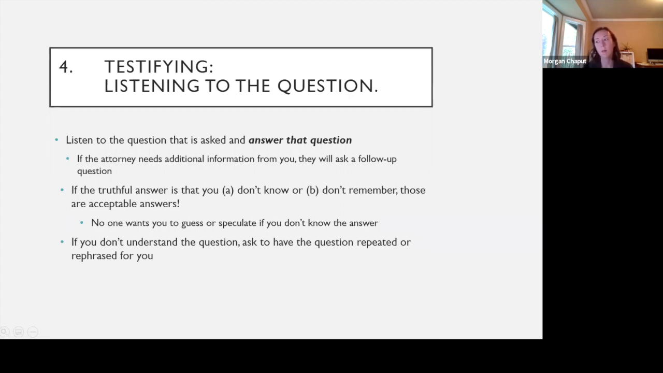Generally speaking, a lot of times the attorneys will ask you a question that's kind of a yes or no question, and then they'll ask a question that gives you an opportunity to give some sort of narrative. So they may ask, do you like apple pie? And you say yes or no. And then they could say, well, can you explain to me what your favorite type of pie is? And that gives you a little bit of an opportunity to explain a little bit more, to answer the question. If the truthful answer is that you don't know or you don't remember, those are perfectly acceptable answers. Nobody wants you to guess or speculate if you don't know the answer.